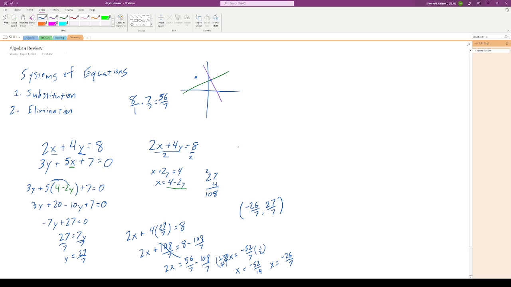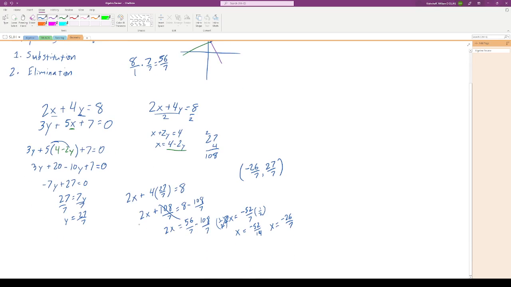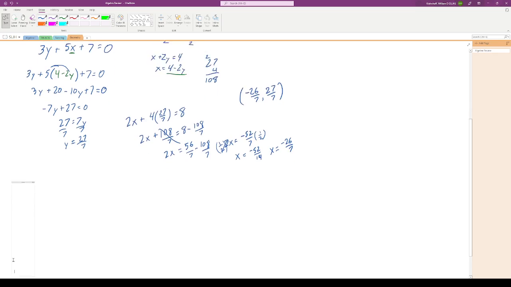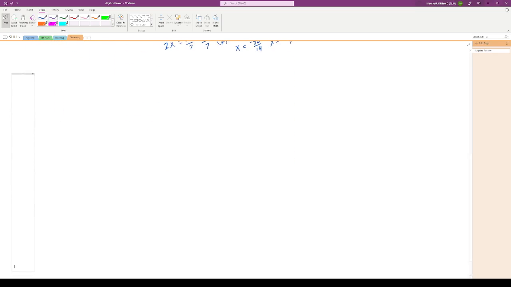Even when we don't have a calculator and the numbers end up being terrible, we can still work it all out by hand. It's not that big of a deal. It just takes some basic algebra skills of manipulating these numbers. So our second method is elimination. Let's make some room here and look at how we could solve one of these by elimination.